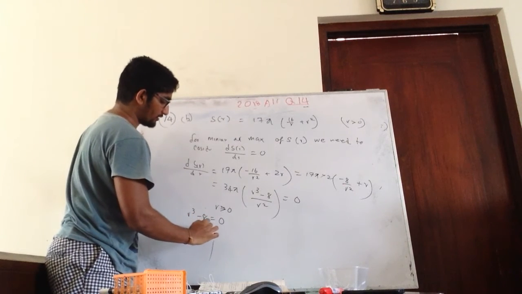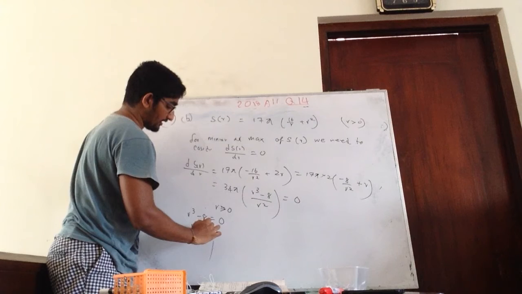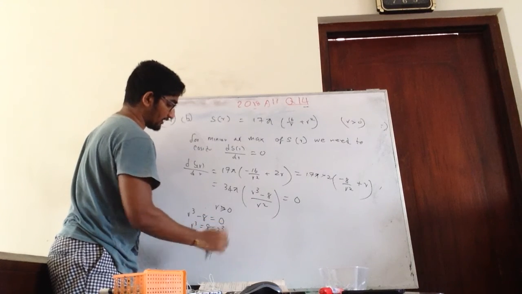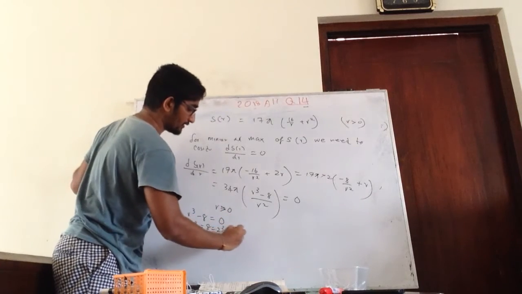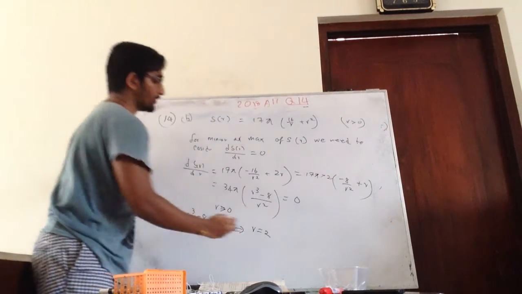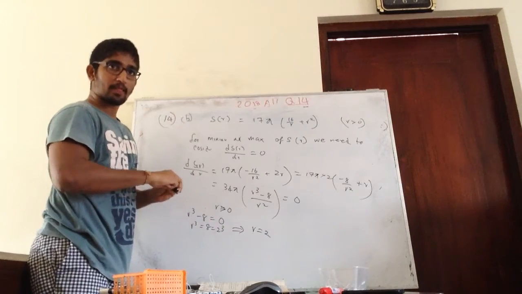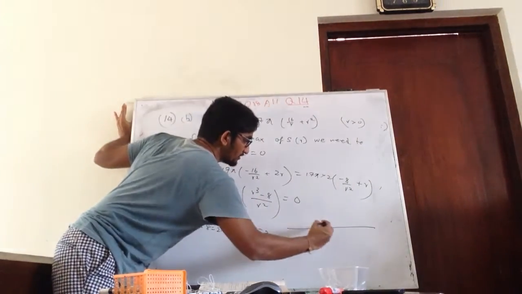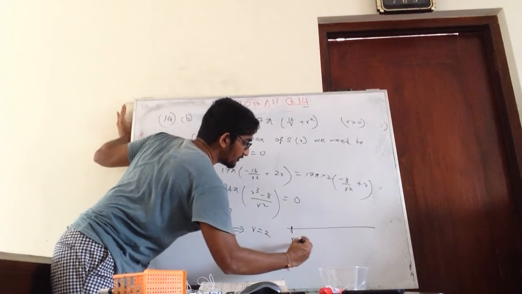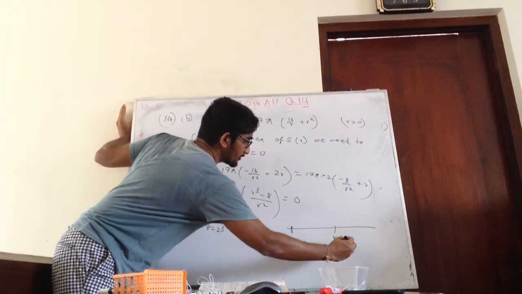Then r cube is basically 8, that is 2 to the power 3. Right, then r should be 2, right? Then you should do this thing as shown. r equals 0, r equals 2.